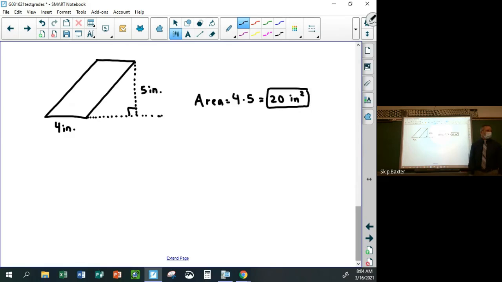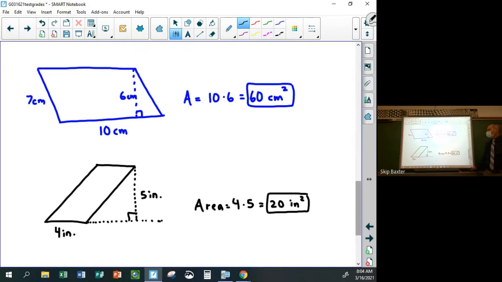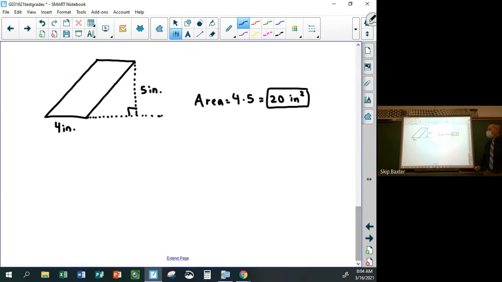Pretty easy though, right? Nothing here is too tricky. Just be careful of this situation where they give you too much information. You got to know which information is relevant and which isn't. Okay? So that's area of a parallelogram.